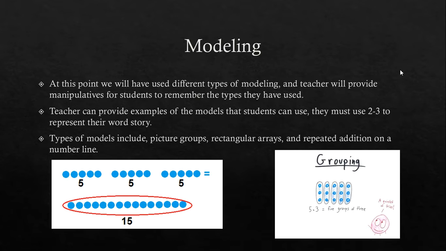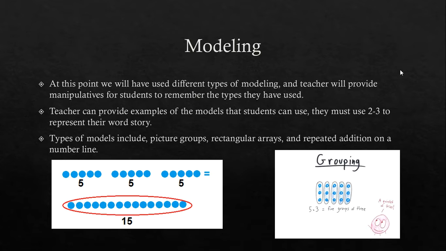So here are the different types of modeling. You will have already gone over some of these types with them, because this isn't going to be the first time they've done multiplication. They're just figuring out how to put that into word problems and use grouping to solve problems. So some of those modeling styles are going to involve picture groups or rectangle arrays, and repeated addition on a number line. They can come up with their own if it makes sense and get it teacher approved. You can give these examples to them, you can talk about more, you can answer questions. There are going to be a lot of different ways that they're going to be using modeling, because they're each going to have to come up with 2 to 3.